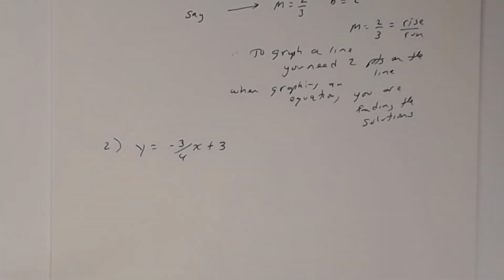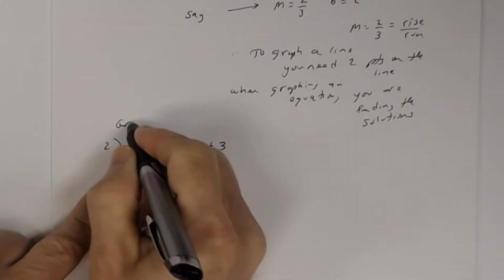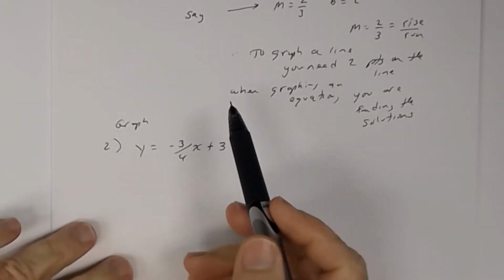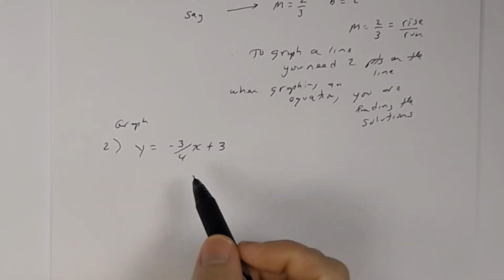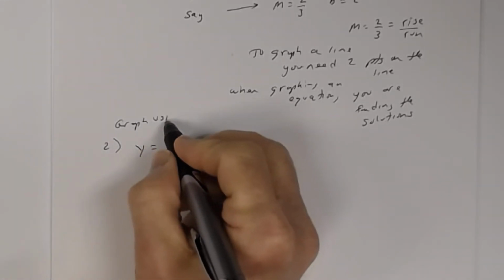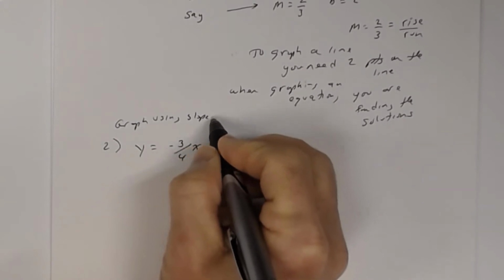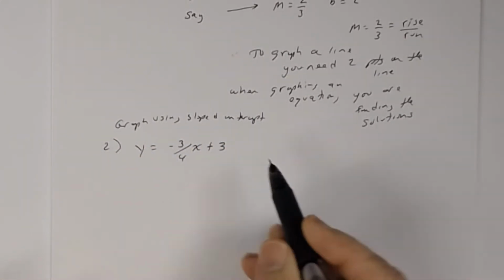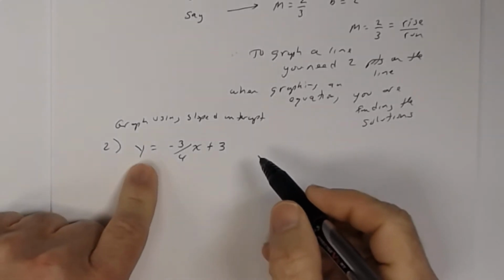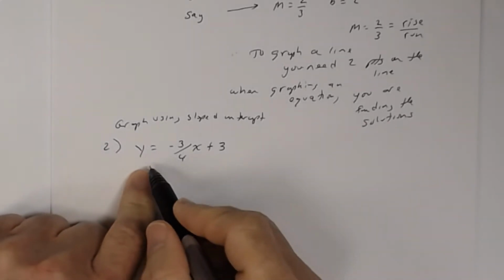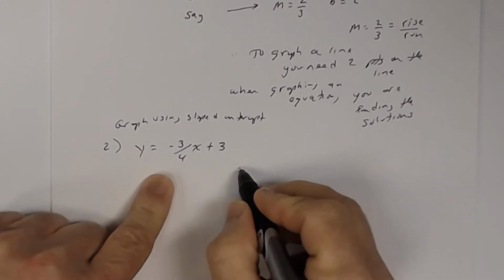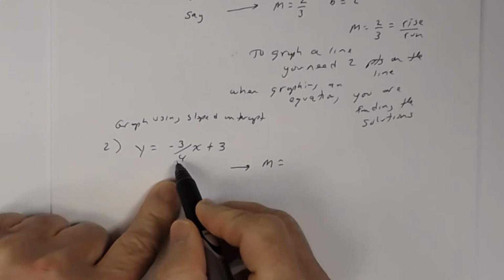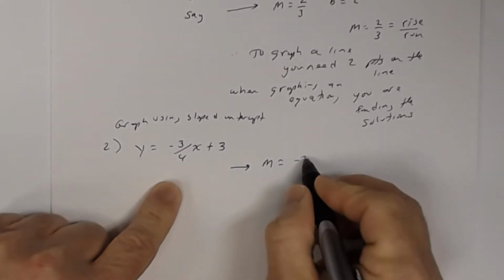All right, so I want you to notice it's going to say graph, so you're going to graph this line. And the directions will say probably graph using slope-intercept. So graph using slope and intercept. If it says that, you first of all got to make sure this is in slope-intercept form, and it is because y is by itself. So once you do that, you're going to say, well, the slope is going to be the coefficient of x, so that's negative 3/4.